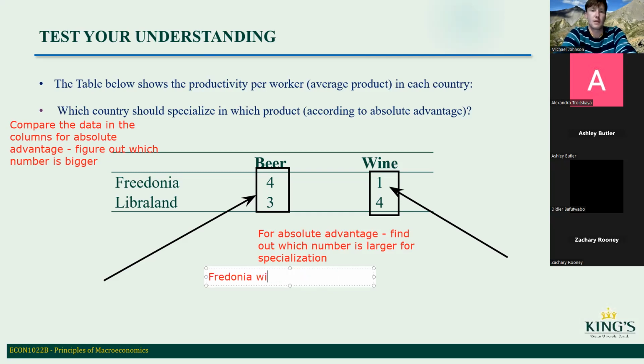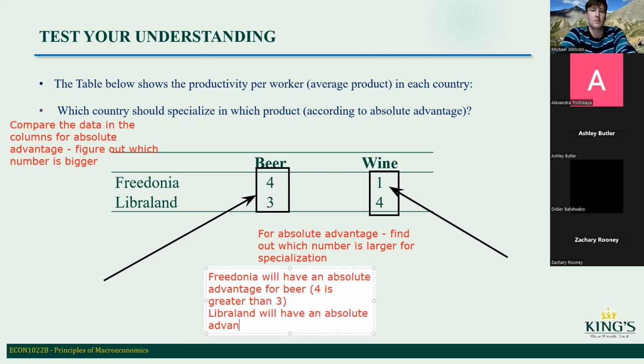Yes, exactly. Excellent. And then Liberland will have an absolute advantage for one. Great job, Alexandra. Yeah, so 4 is greater than 1. That's excellent. So that's how we do it for absolute advantage.